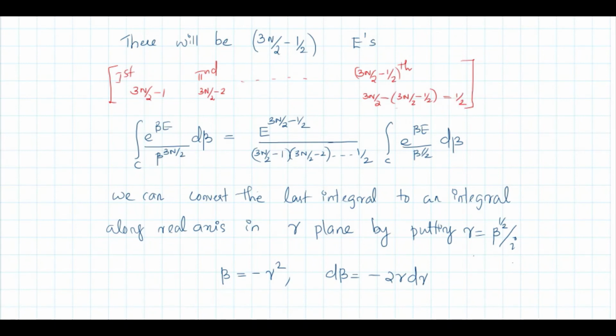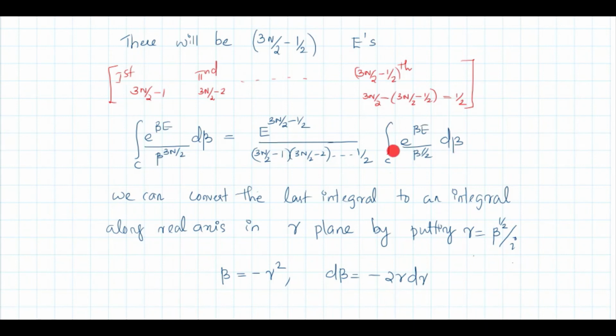So first here it is 1, second here it is 2. So 3n by 2 minus half is the number of integrations by parts. So that many e's will be there. So e raised to 3n by 2 minus half is the numerator. The denominator is 3n by 2 minus 1, 3n by 2 minus 2, etc., up to half. Then the last one is the integral of e raised to beta e divided by beta raised to half.